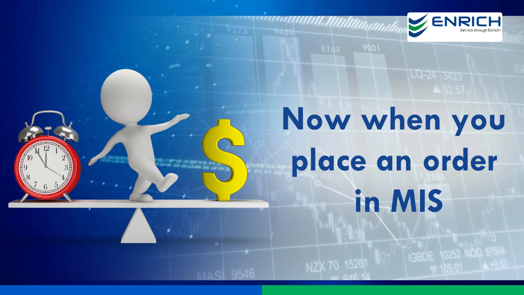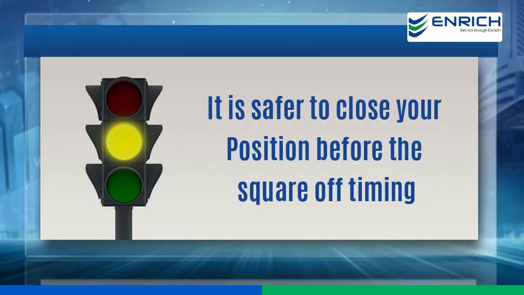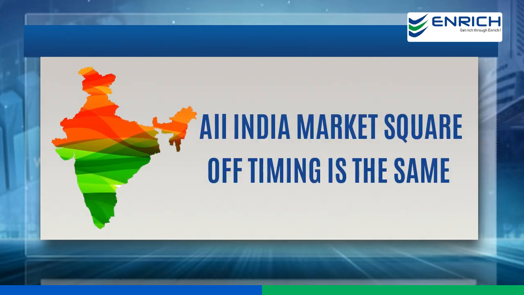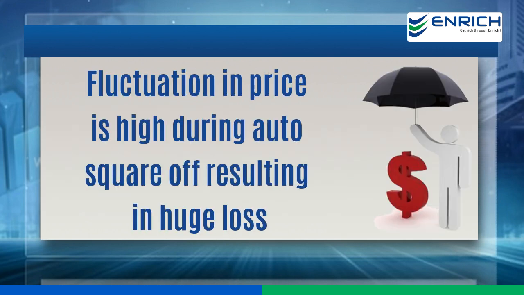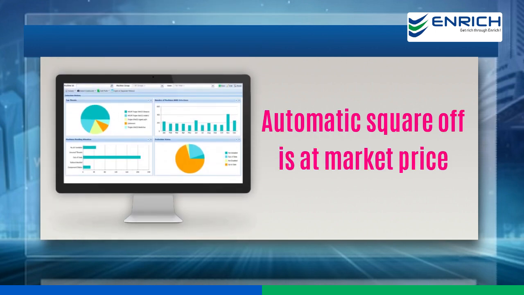Now when you place an order in MIS, what you need to understand is whatever position you take in intraday will automatically be squared off 15 minutes before the market closes, and that too without your prior knowledge. The safer thing to do is to close off your position before the square off timing. Point to note is all India square off timing is the same, and when the auto square off takes place, price fluctuation would be high in the market. This could eventually lead to a huge loss in your positions. As it is an automated square-off process, it would square off at the market price.